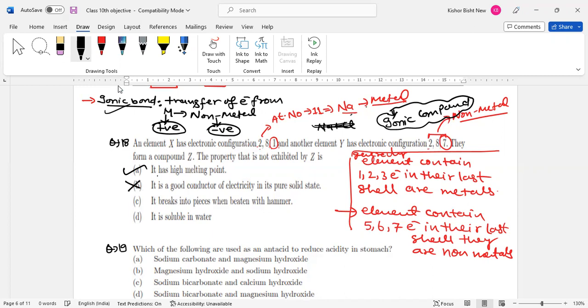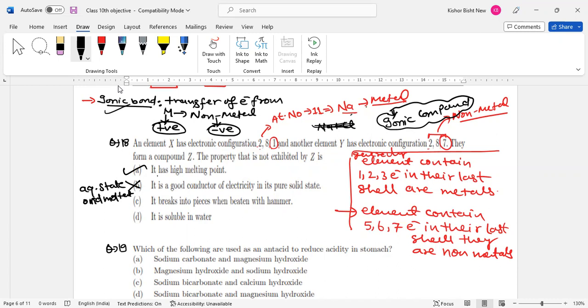No, wrong. This is the wrong answer. Why? Because they are a good conductor of electricity in aqueous state or molten state, not in the solid state, because in the solid state electrons are not free, they are rigid at the same place.